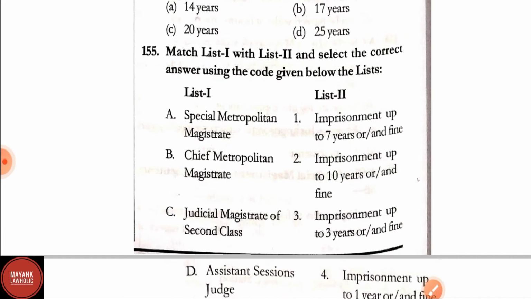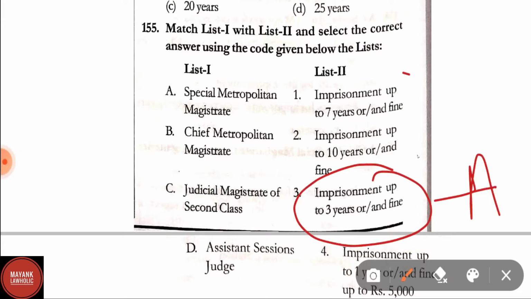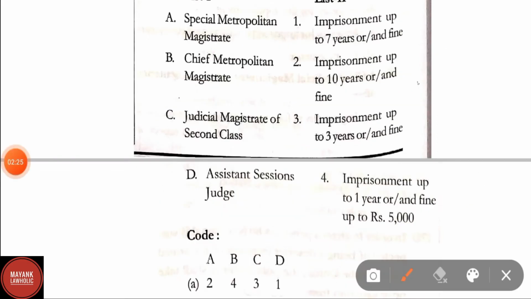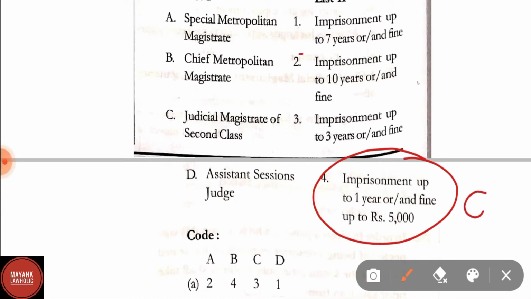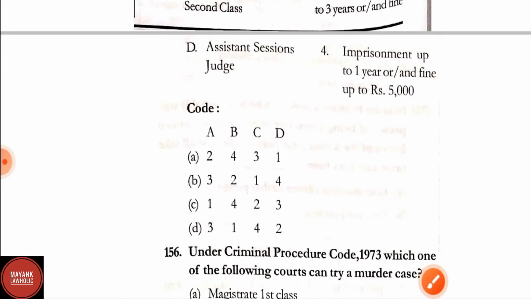Question number 155. Match list first with list second and select the correct answer by using the codes given below. Special Metropolitan Magistrate: imprisonment up to 3 years and fine. Chief Metropolitan Magistrate: imprisonment up to 7 years and fine. Judicial Magistrate second class: imprisonment up to 1 year and fine up to rupees 5000. Assistant Session Judge: imprisonment up to 10 years and fine. So by going through these codes, correct answer here will be option A.